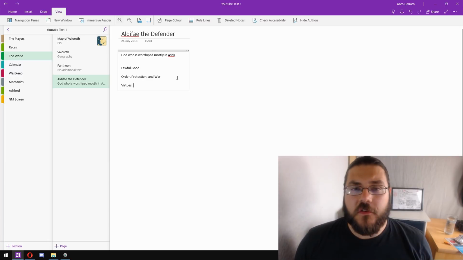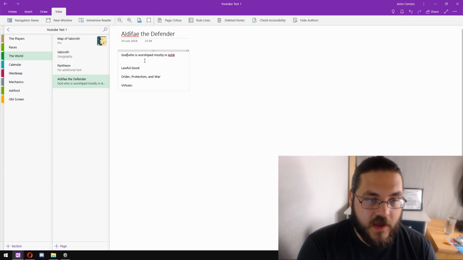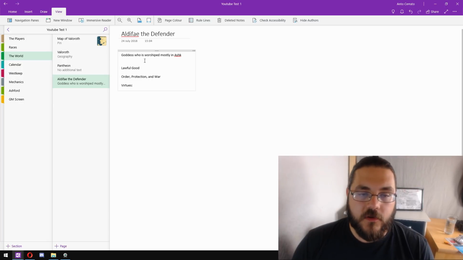I've chosen a goddess instead of a god, because this end part, this Fae, makes me think of a goddess. So we just change that there to be goddess, who is worshipped mostly in Ashk. And we know that the domains are order, protection, and war.